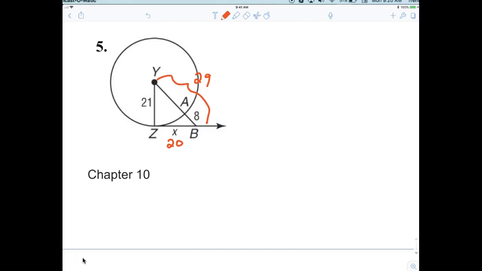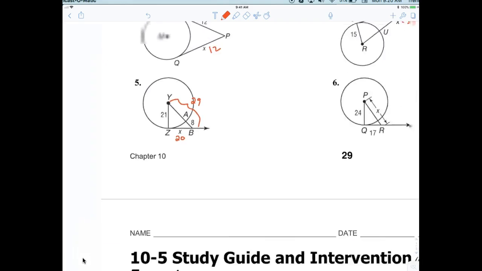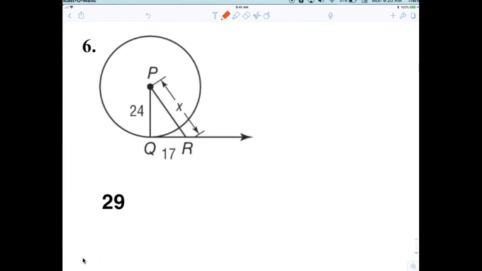Double check him, please, because he made a couple of mistakes last week. Everybody good? Type it in on your calculator: 29 squared minus 21 squared equals... Do it on your calculator. Yeah, that's right, 29.41.